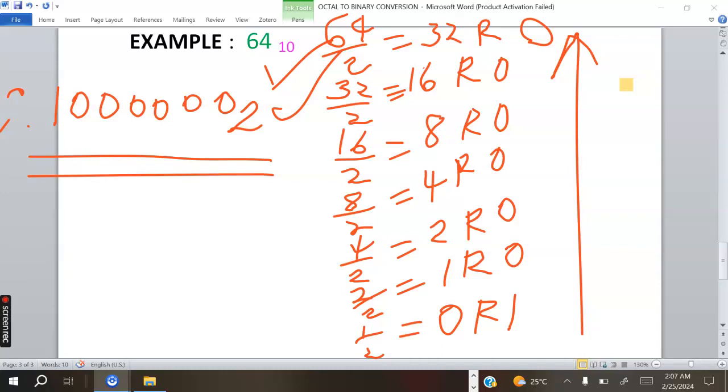So I hope up to that point we are able to use the long division method to convert a decimal number to binary. So in the next video, I will show you how to use the other method, that is the place value method. So in case you are having a challenge on this one, you can try the other one.